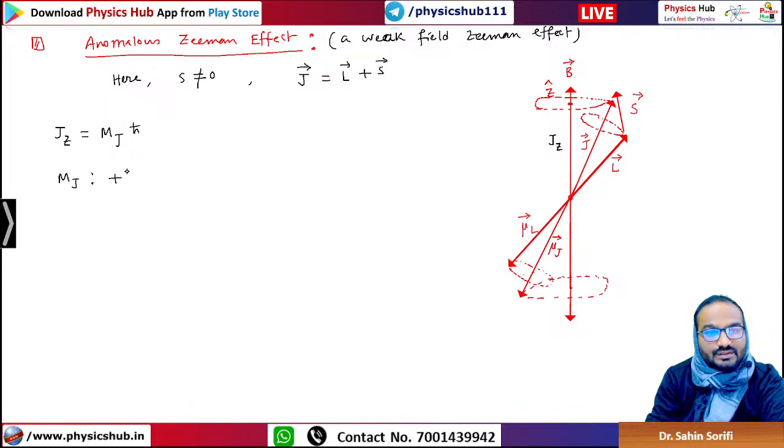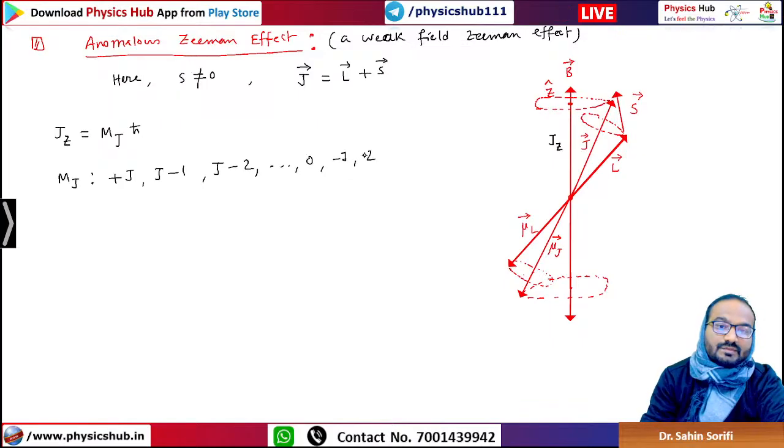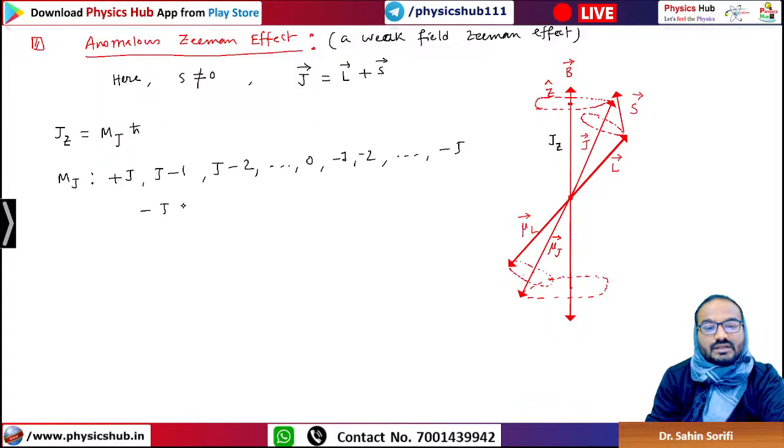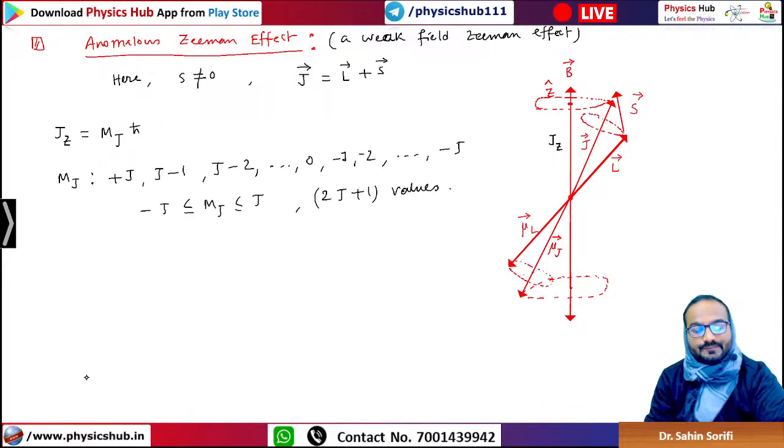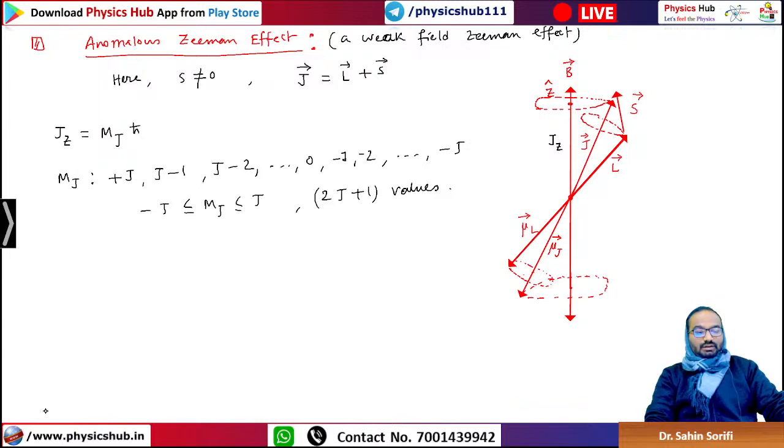Where this MJ will have its value between plus J, J minus 1, J minus 2, down to 0, then minus 1, minus 2, and so on up to minus J. So in short, from minus J to plus J, total 2J plus 1 values. So each J level breaks up into 2J plus 1 levels.